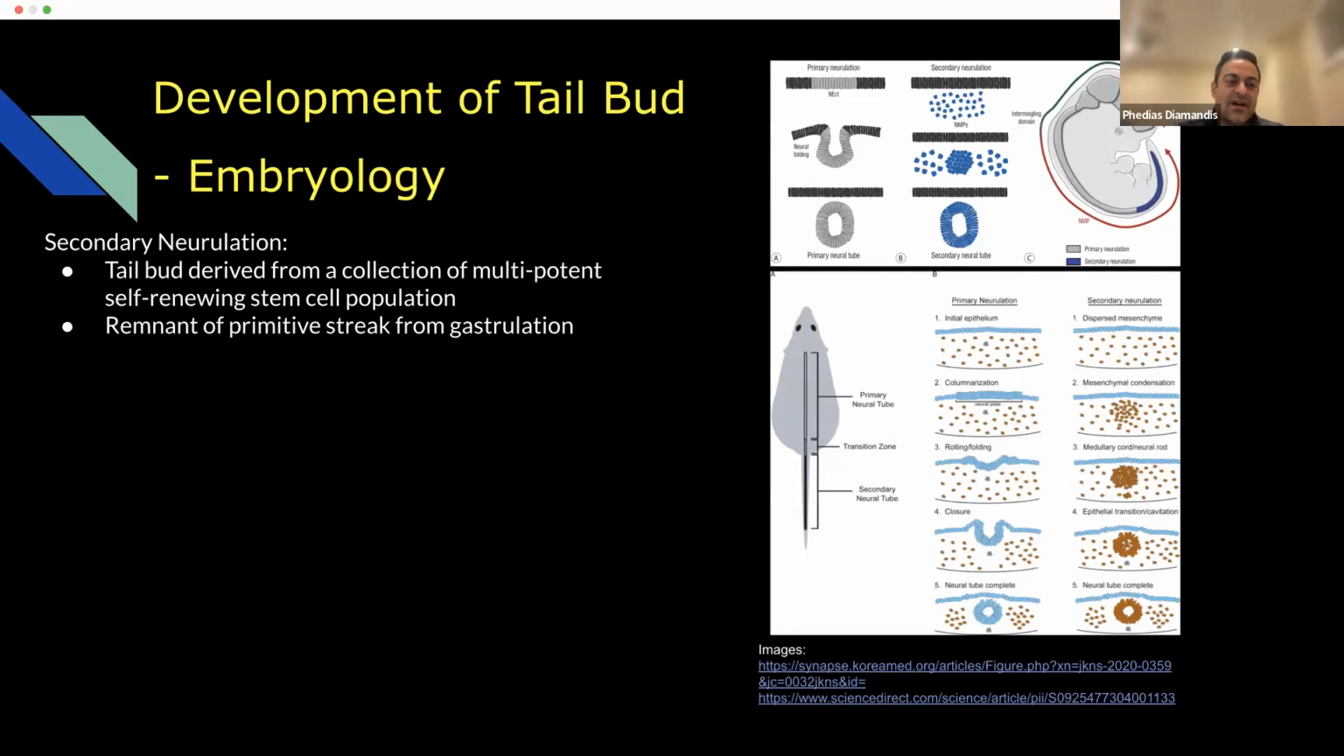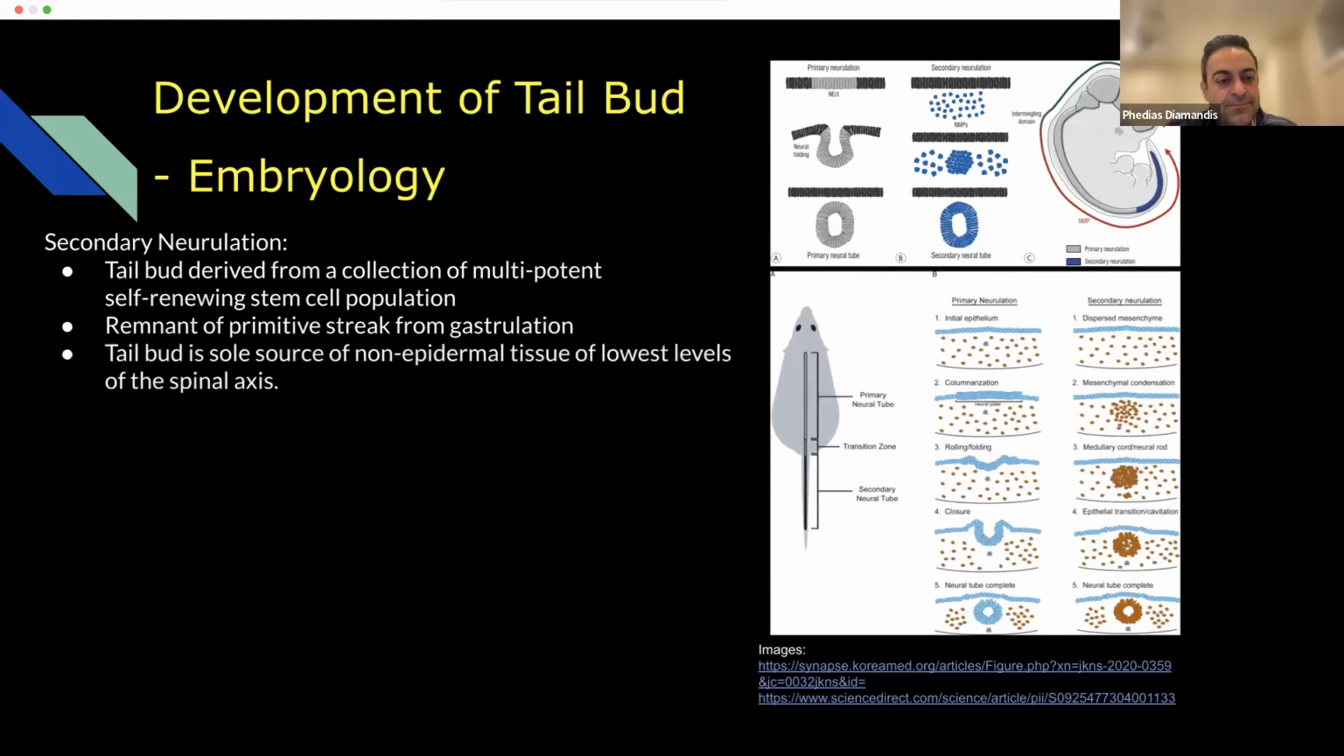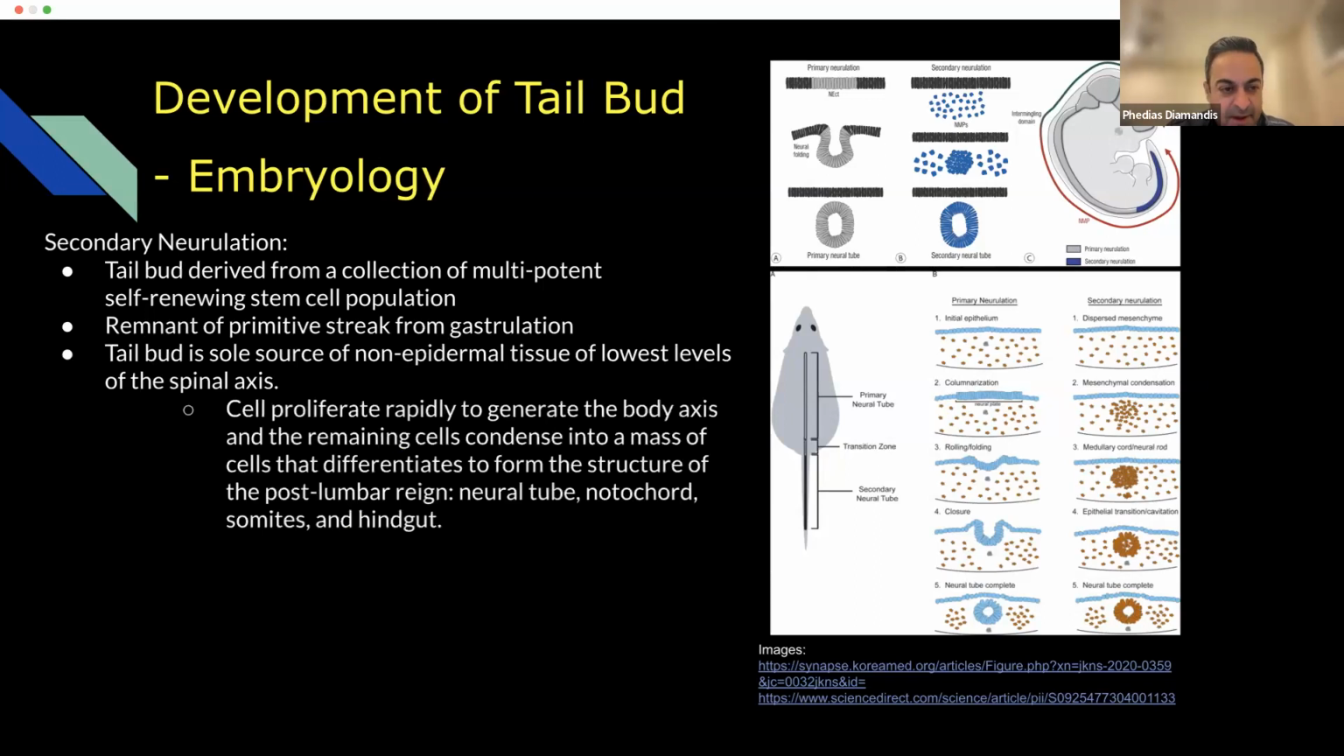These are remnants of the primitive streak from gastrulation, and the tail bud is really the sole source of non-epidermal tissue of the lower levels of the spinal axis. So these will condense to form things: neural tube, somites, hindgut, notochord, and so really in that focal area.